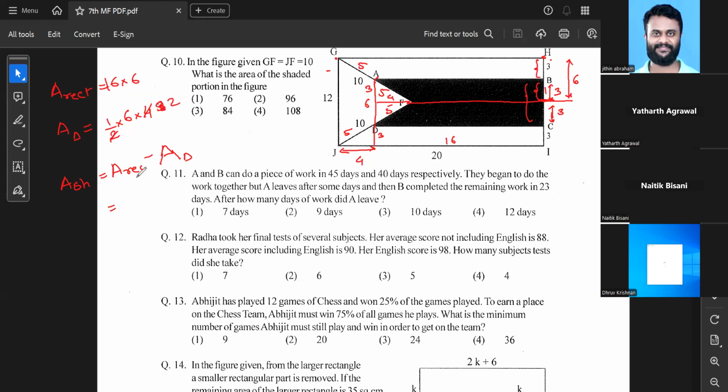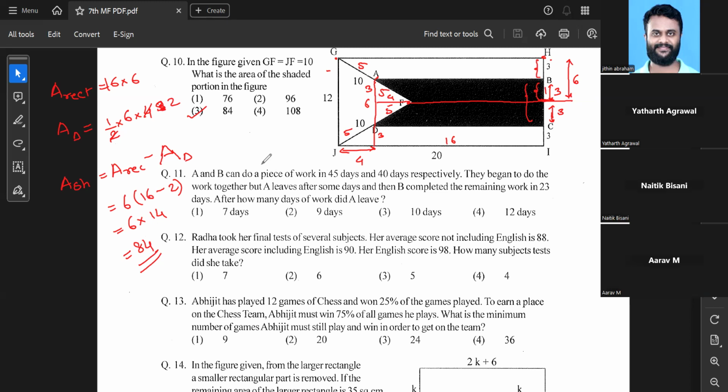So area of rectangle is 6 into 16 and area of triangle is 6 into 2. I'll take 6 common. That will give me 16 minus 2. So 6 multiplied by 14 it will be. Sir, how much? 84. Yes. Answer is 84. Option 3 will be your correct answer. Sir, area of trapezium is half into sum of parallel sides into height, no? Correct. Yes.